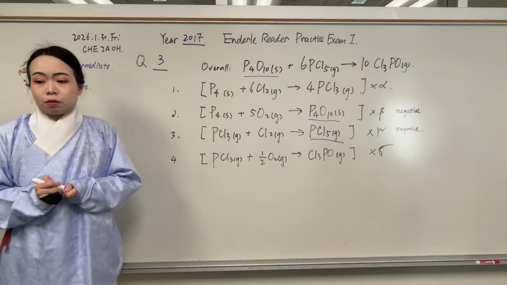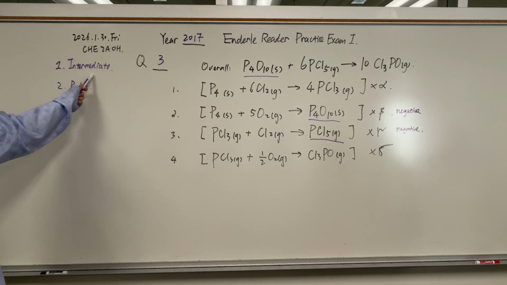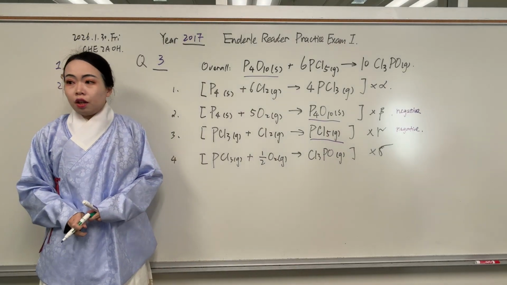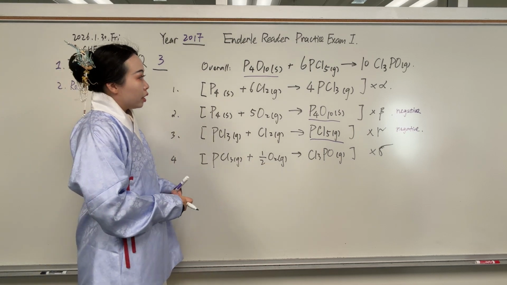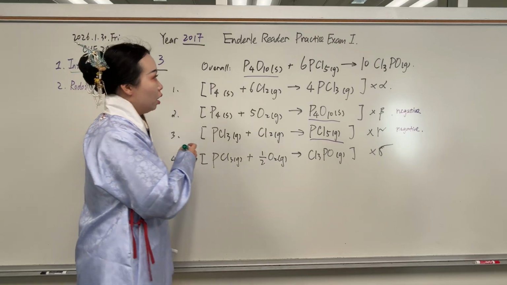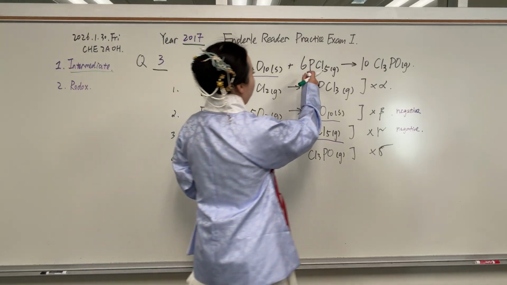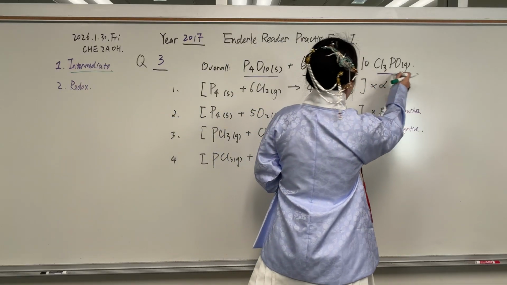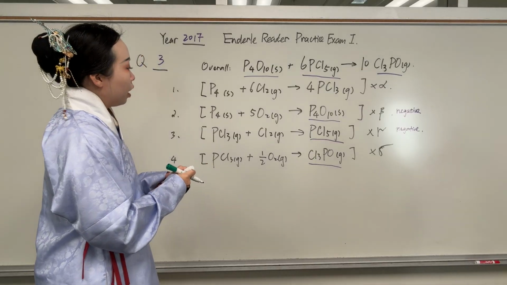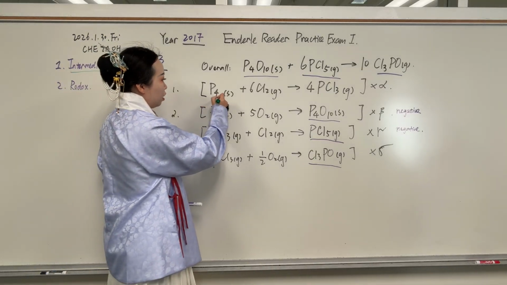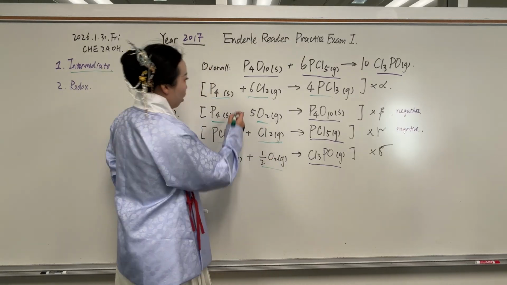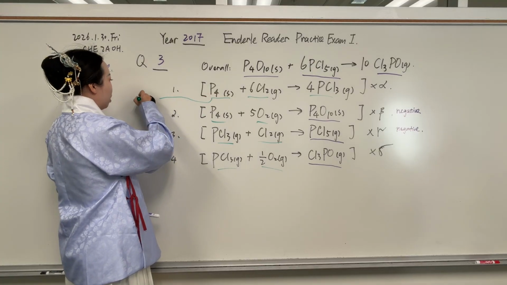What's the concept that this question is trying to test? I'm already writing here, intermediate. Who are intermediates? In my class, I circle intermediates with green. What is an intermediate? An intermediate is anything that shows up in my stepwise reaction, but does not show up in my overall. Okay, who showed up in my overall? PCl5, this showed up in my overall. This showed up in my overall. Which means everything that I did not circle, all the green are intermediates. These are intermediates.